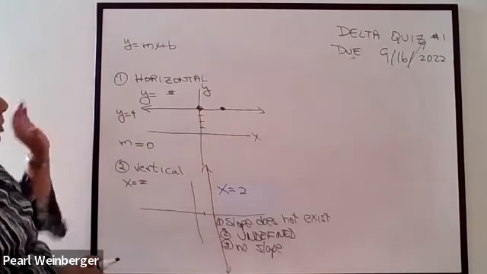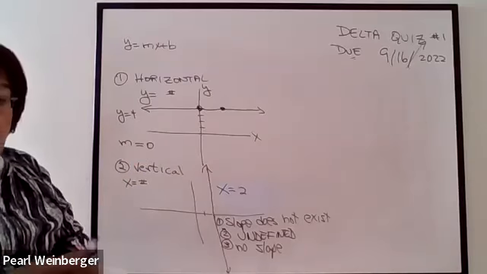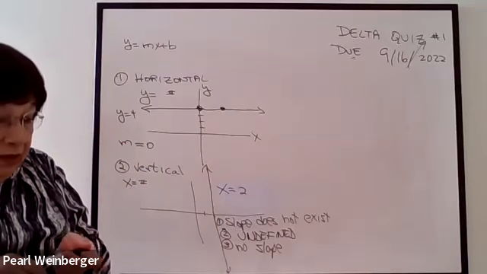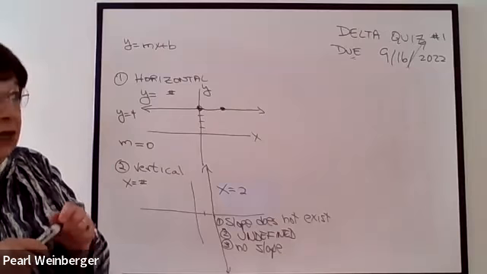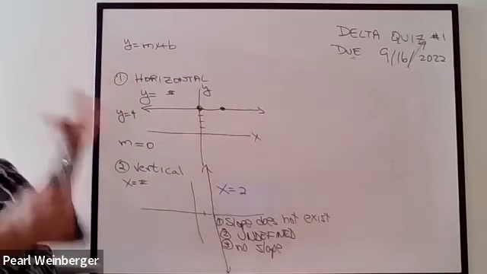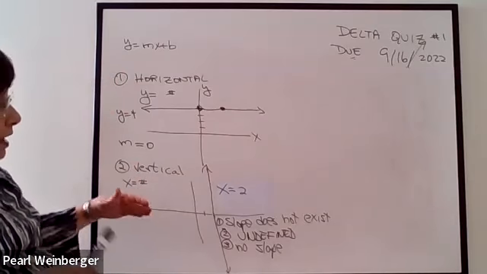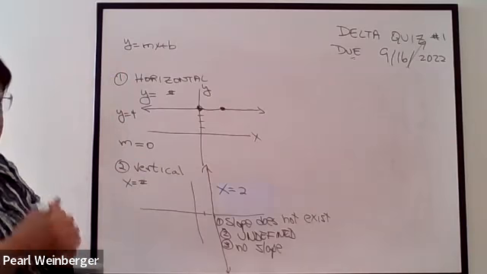So these are two special cases that you just have to remember. They're not difficult because the horizontal line only has a y in it. It doesn't have any x. The vertical line only has an x in it. It doesn't have any y.